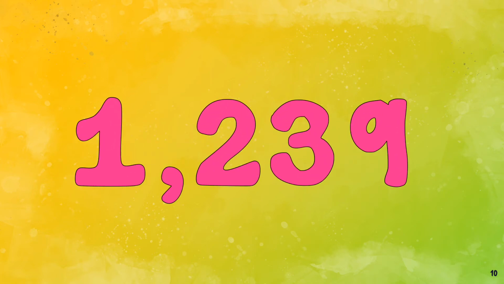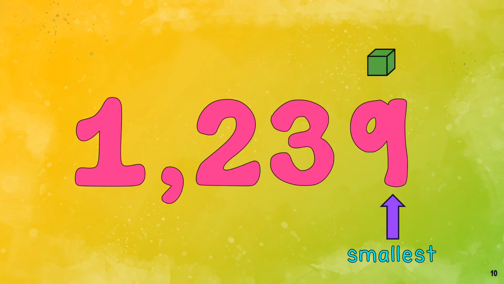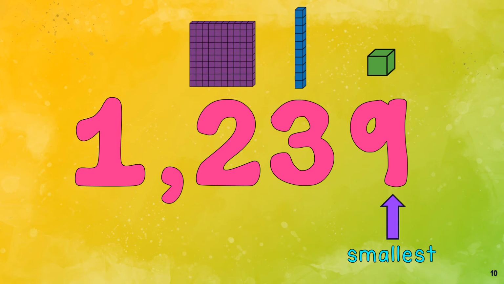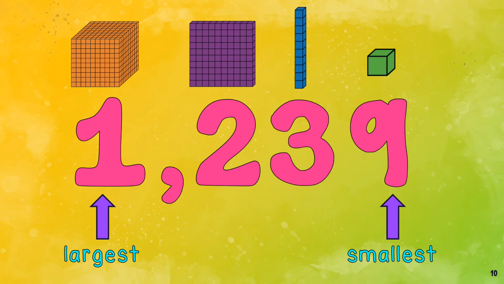Numbers are also written from lowest or smallest place value to the largest place value. The number 1,239 is written in standard form. The 9 has the smallest or lowest place value because it represents the ones place. The 3 represents the tens place and is larger than the 9. The 2 represents the hundreds place. The hundreds place is larger than the tens place. And the 1 is the largest place value for this number because it represents the thousands place.